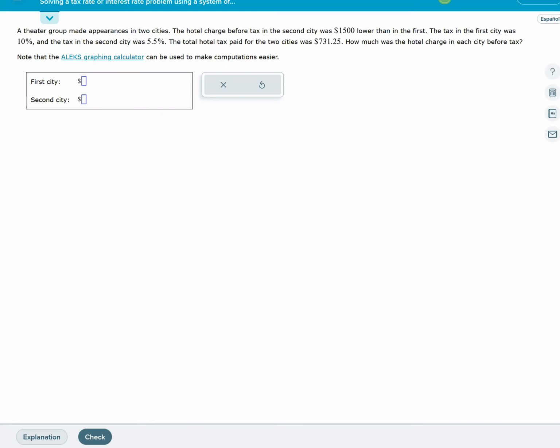So a theater group made appearances in two cities. A hotel charge before tax in the second city was $1,500 lower than the first. So let's call the second one y and the first one x. So we can say y is equal to whatever the charge of x is minus $1,500. The tax in the first city was 10%. So we'll put our tax as 0.1 times the cost of x.